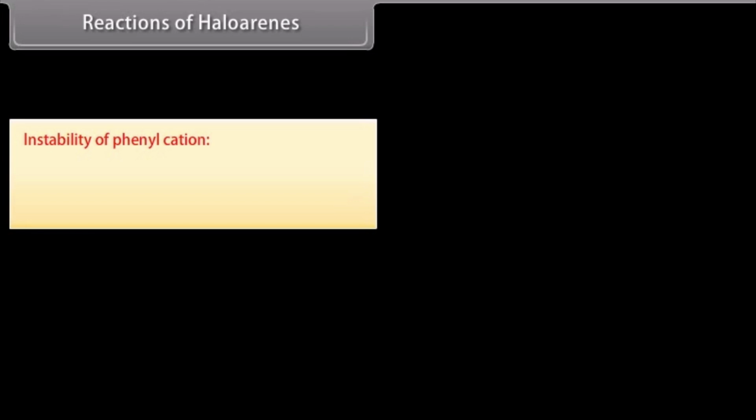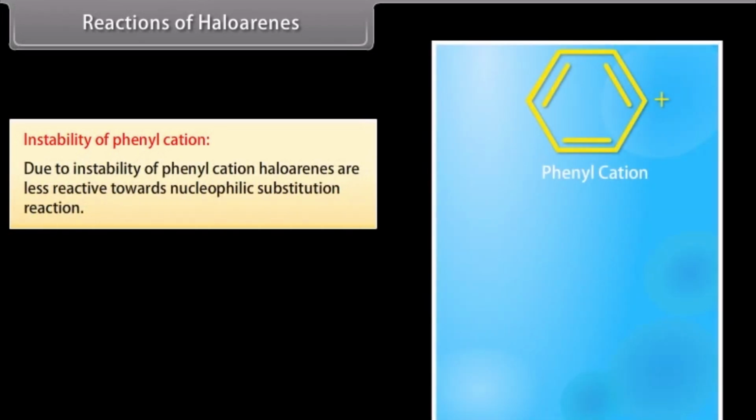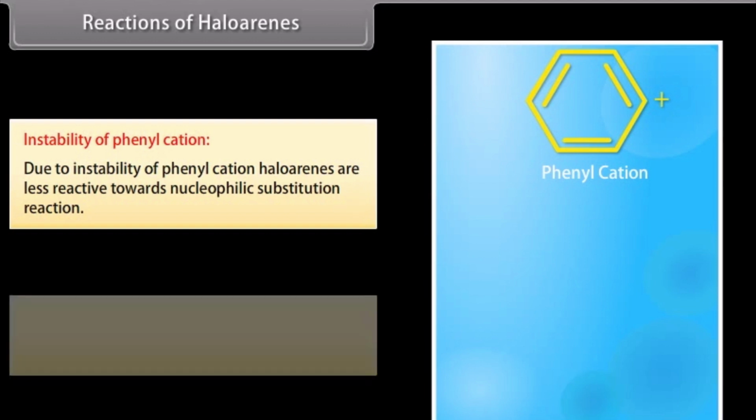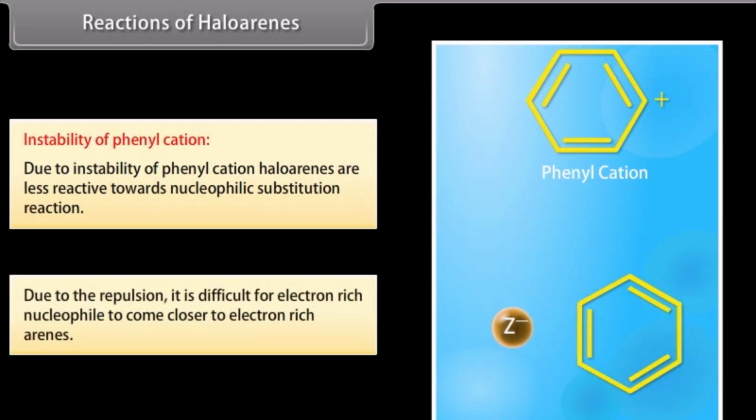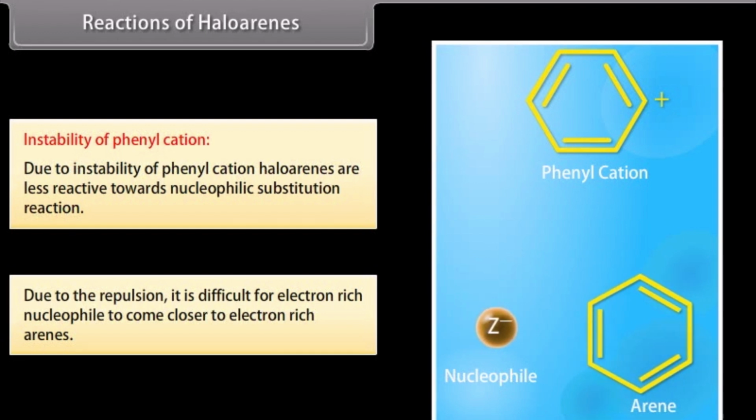Instability of phenyl cation. Due to the instability of the phenyl cation, haloarenes are less reactive towards nucleophilic substitution reactions. Due to the repulsion, it is difficult for an electron-rich nucleophile to come closer to electron-rich arenes.